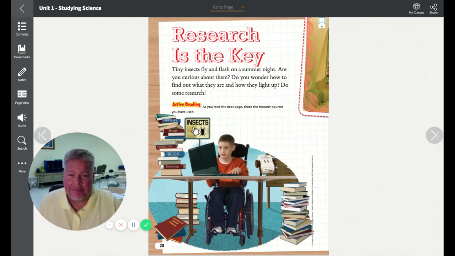Research is the key. Tiny insects fly and flash on a summer night. What kind of insects are they talking about, do you think? I bet fireflies, or lightning bugs, what we call them, right? Are you curious about them? Do you wonder how to find out what they are and how they light up? Have you ever wondered that?